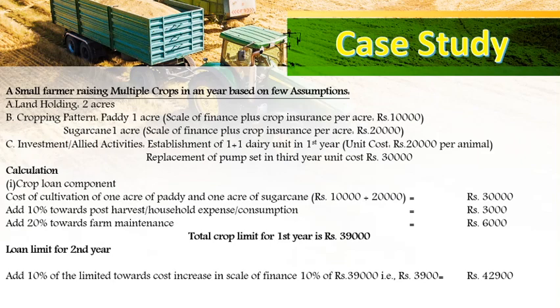Then for each and every year, 10% will be added towards post harvest or household expense or consumption. So for 30,000 it will be around 3,000, and an additional 20% towards farm maintenance, which is 6,000. So 30,000, 3,000, 6,000, the total is 39,000. Similarly, the loan limit for the second year has an additional 10% of the limit towards cost increase in scale of finance, which is 42,900.